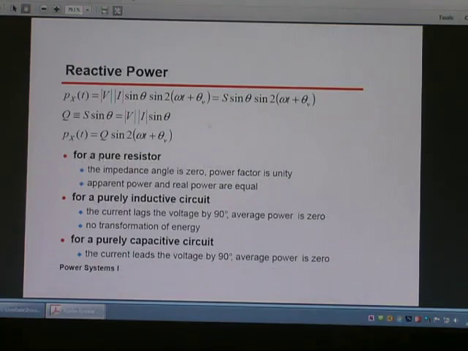For the pure resistor, the impedance angle is 0, power factor unity, apparent power and real power are equal. For the pure inductive circuit, the current lags the voltage by 90 degrees, average power 0, no transformation of the energy. For the purely capacitive circuit, the current leads the voltage by 90 degrees, average power is 0.